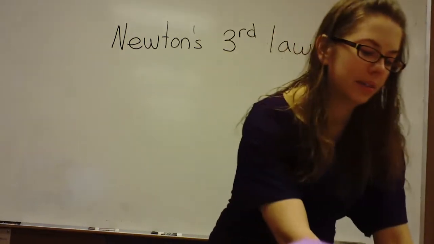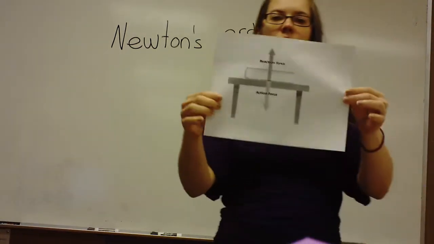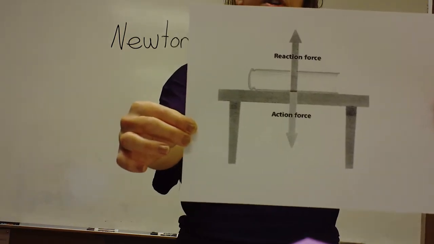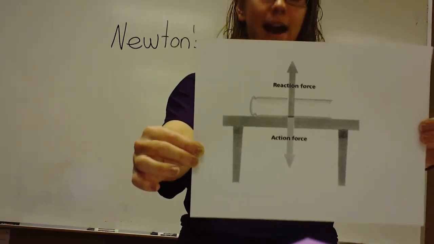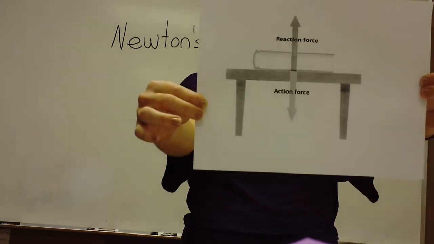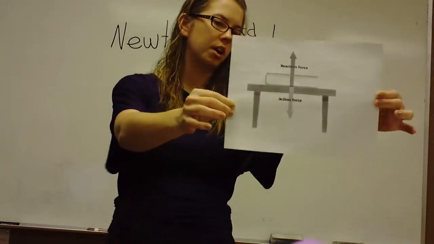For example, your book has an action force. It pushes down on the table, and the reaction that is equal in size but opposite in direction is the table pushing back on your book.